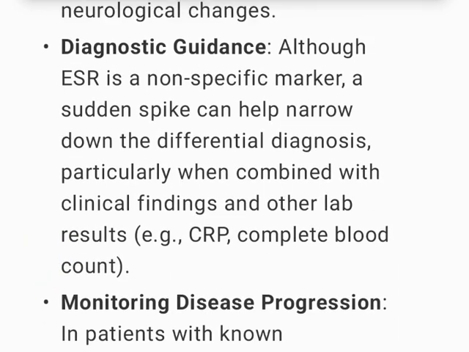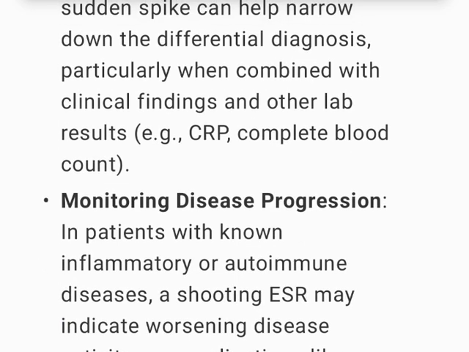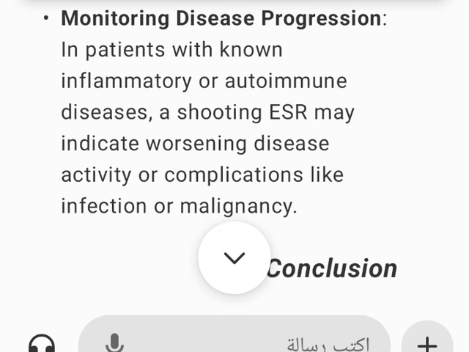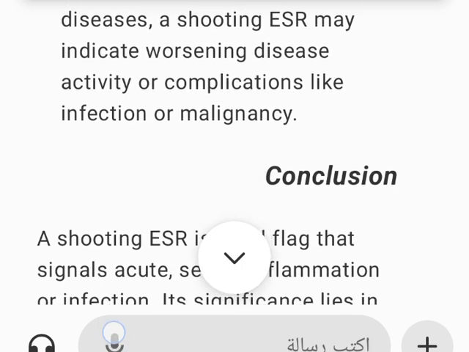Diagnostic guidance. Although ESR is a nonspecific marker, a sudden spike can help narrow down the differential diagnosis, particularly when combined with clinical findings and other lab results, e.g., CRP, complete blood count. Monitoring disease progression. In patients with known inflammatory or autoimmune diseases, a shooting ESR may indicate worsening disease activity or complications like infection or malignancy.